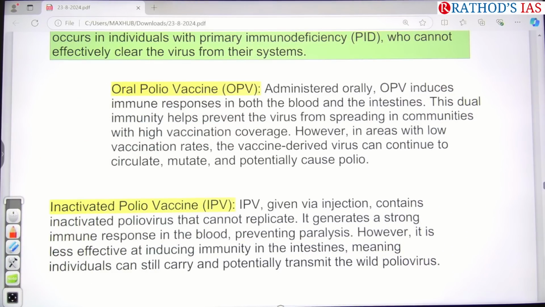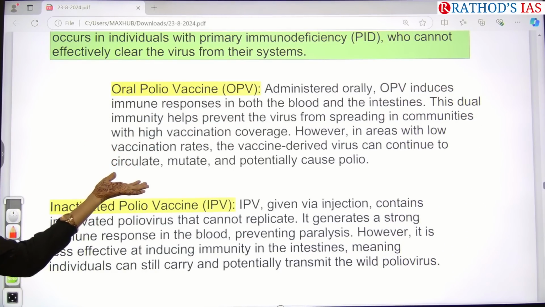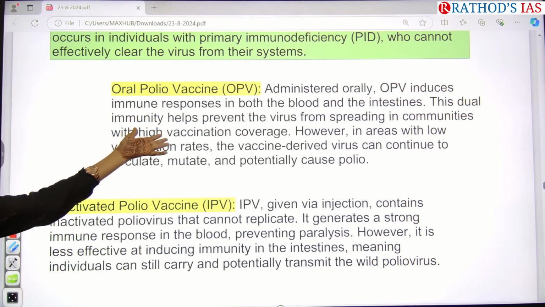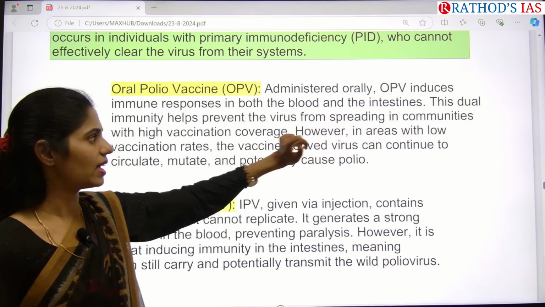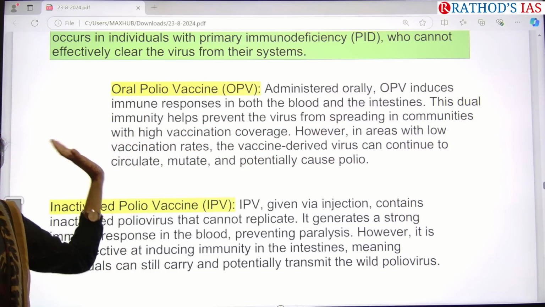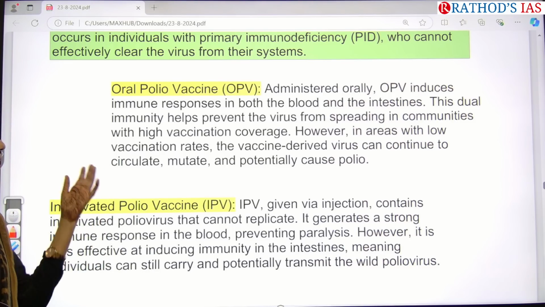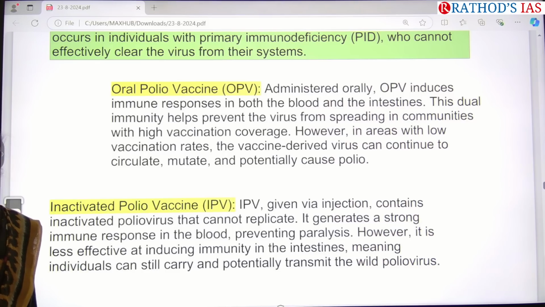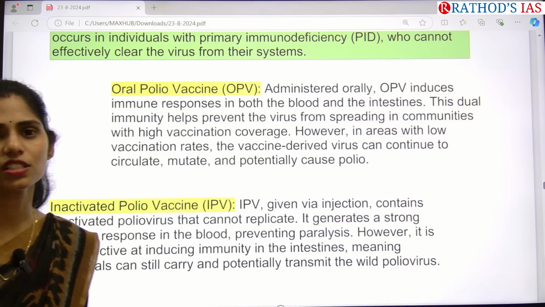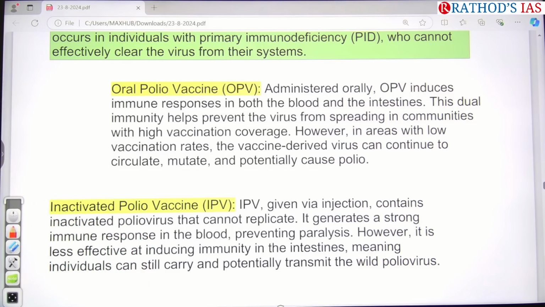So what is oral polio vaccine? It is administered orally. It induces immunity in both the blood as well as the intestine. So it has dual immunity, so that it will prevent the virus from spreading in communities. And this oral polio vaccine is a very successful program of India.